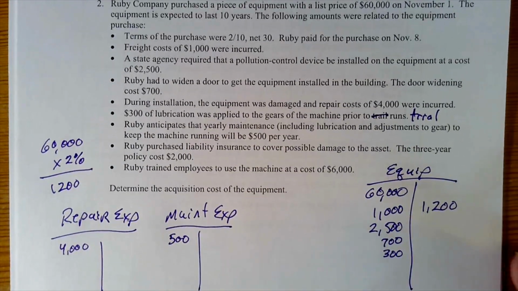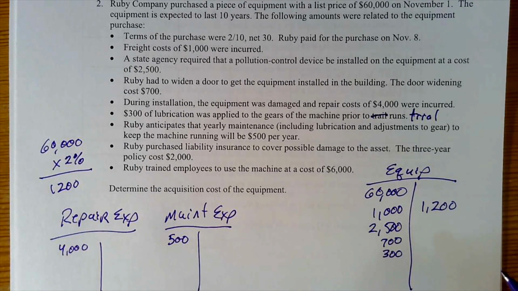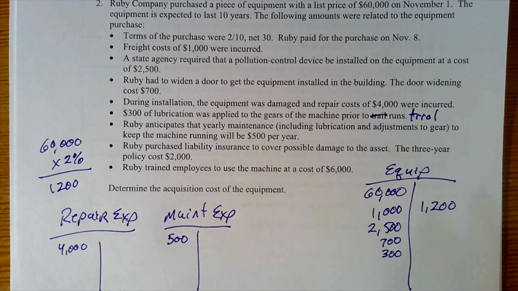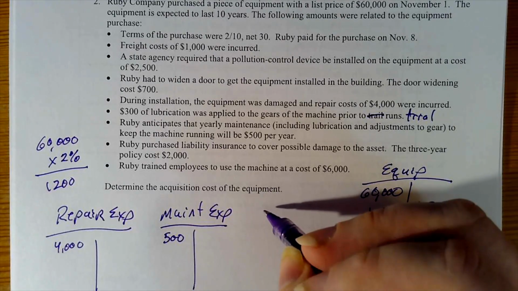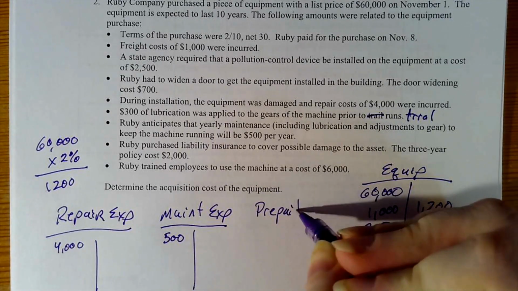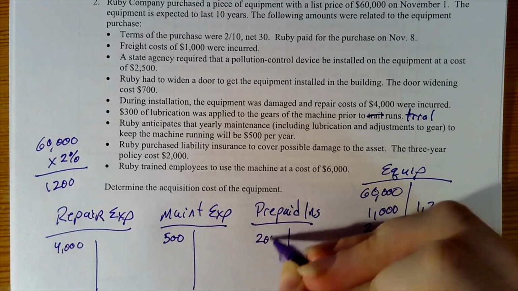And then we talked about, what's the next thing? Ruby purchased liability insurance to cover the damage to the asset. The 3-year policy costs $2,000. Now, that's probably not required by the state, but it's good business sense, right? We're going to spend that money, but it's not necessary to actually get it running, at least according to regulations and whatnot. But we're still going to do it because, well, it makes sense to insure. So we're going to have a prepaid insurance because we're paying it up front.